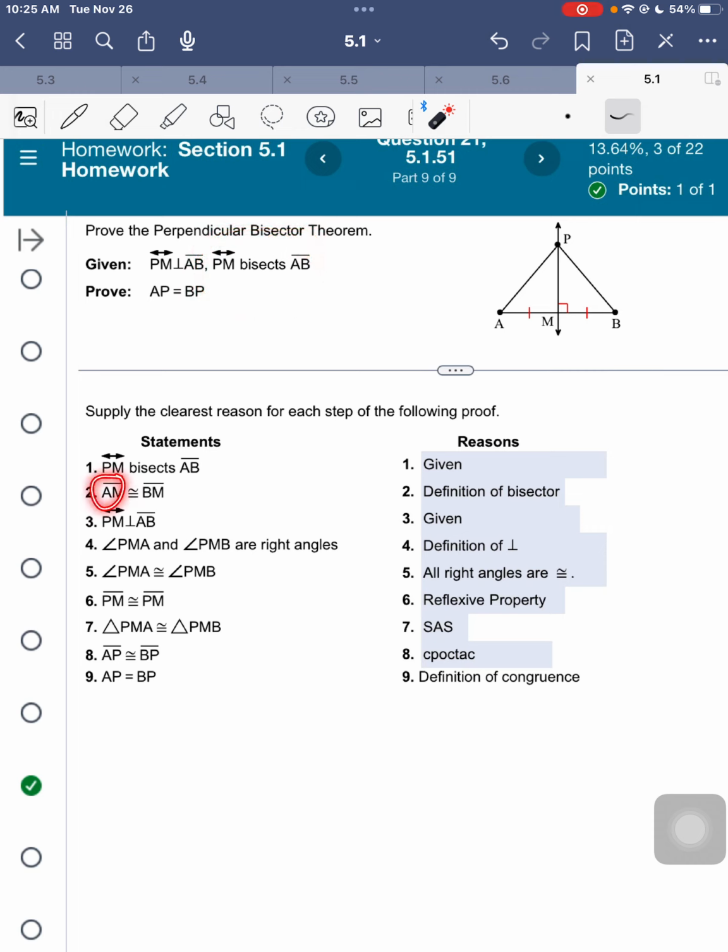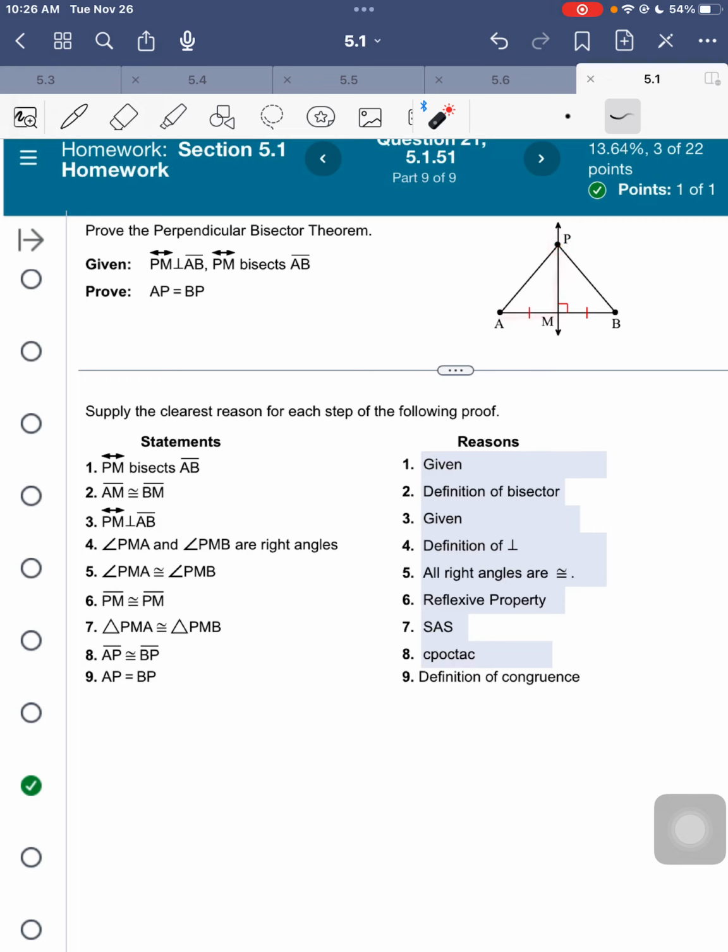Second statement, AM is congruent to BM. How do I know that? Because of the definition of bisector, guys. If there's a bisector, what do we know about the two line segments that it created? They're equidistant, they're congruent. So this next one, PM, it's given to us right here. So, given.